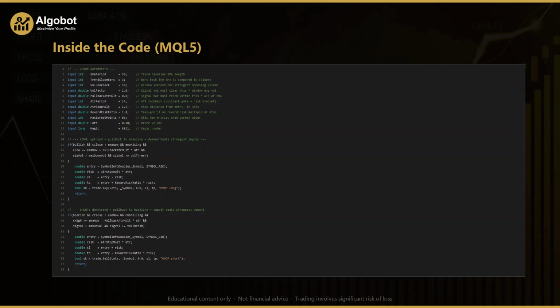When all of that is true, the code computes the risk as the stop multiple times the average true range, sets the stop loss below entry and the take profit at the reward to risk multiple above it, and calls trade.buy. The short block, just beneath it, is the exact mirror.